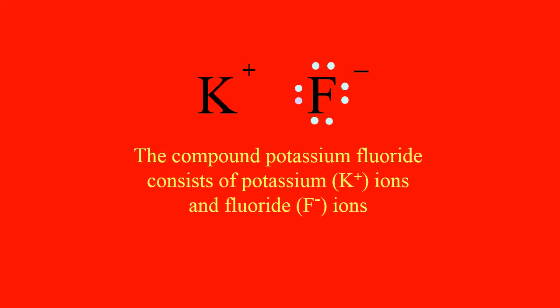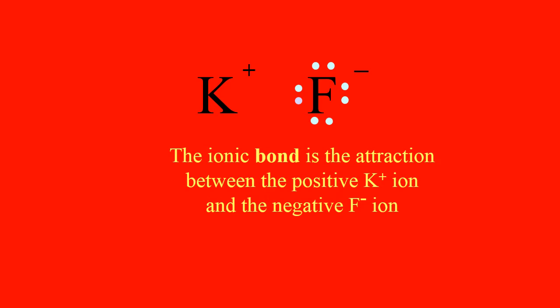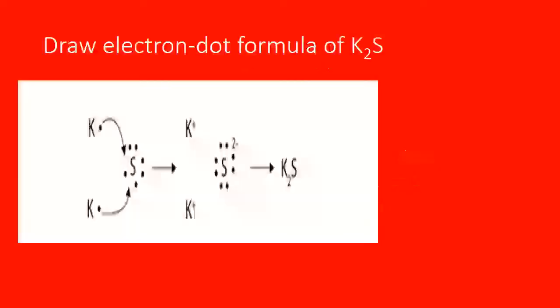Potassium becomes a positive ion and fluorine becomes a negative ion. So potassium ion and fluoride ion. The compound potassium fluoride consists of potassium ions, which are positively charged ions, and fluoride ions, which are negatively charged ions. So ionic compounds are composed of positively charged and negatively charged ions, and the electrostatic force of attraction between these oppositely charged ions is what we call the electrovalent bond or ionic bond. So the ionic bond is the electrostatic force of attraction between the positive ion and the negative ion.